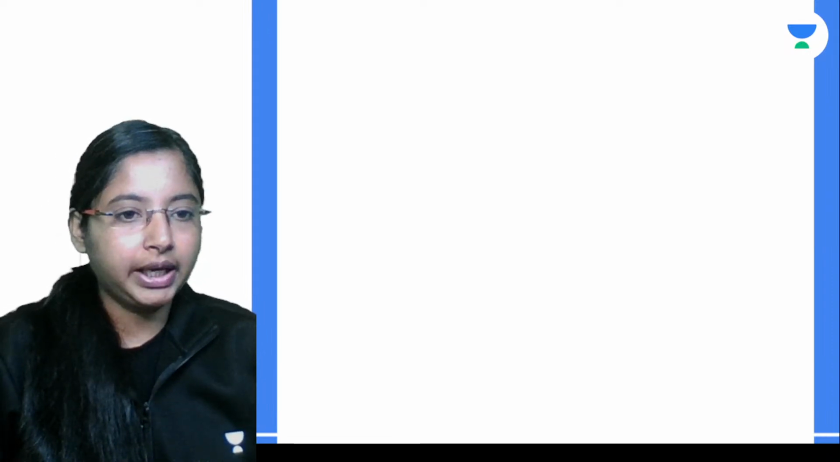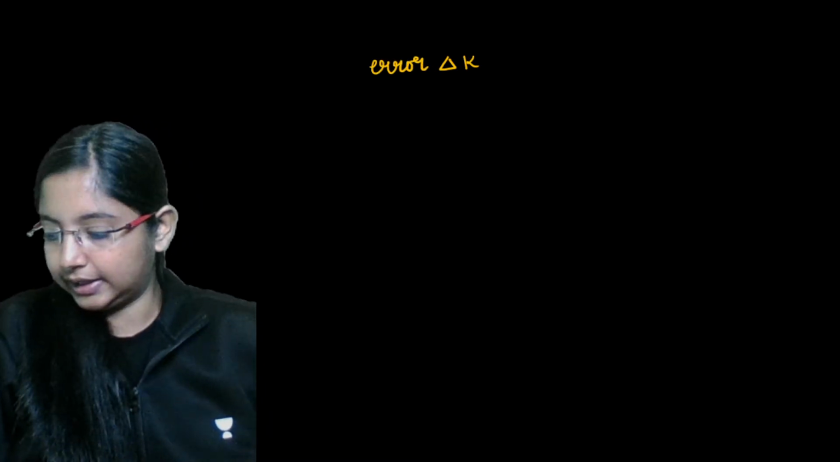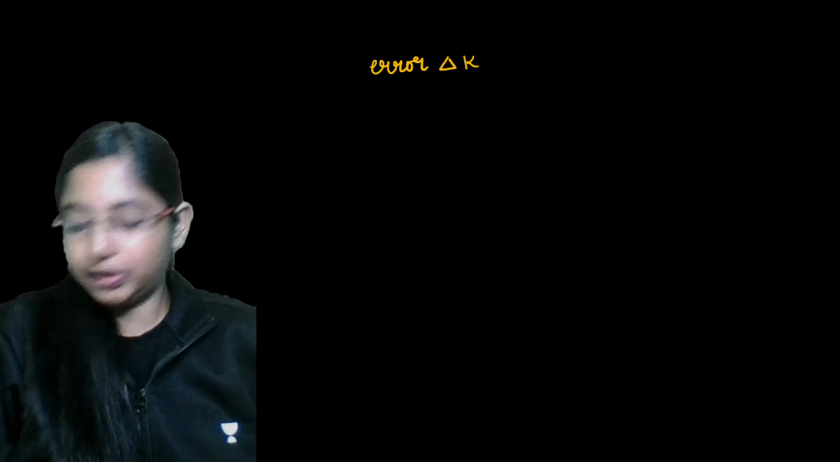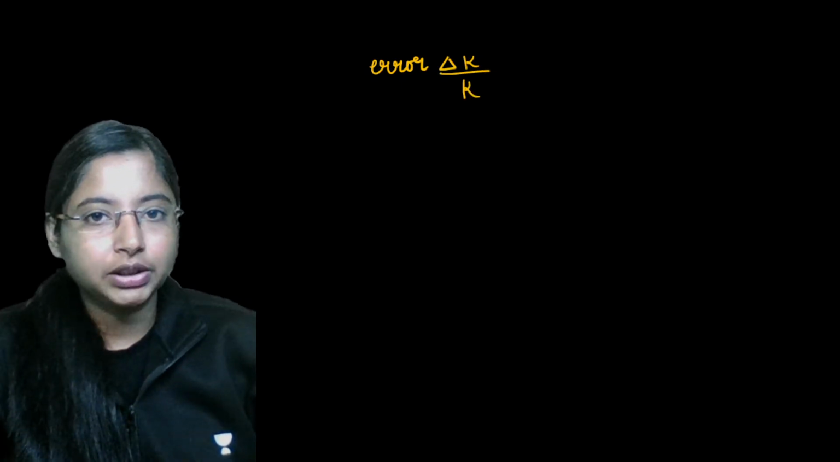Alright, before I end the class, probably I'll do one more question. Okay, the question is, let's say you want to find the kinetic energy. You want to find the error in kinetic energy. So I'll write it as delta K, right? You want to find what is the percentage error in kinetic energy. This is what we want to find, right?